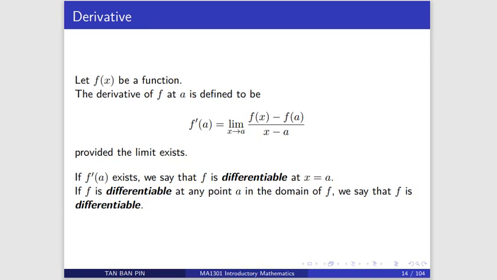Let f(x) be a function. I have mentioned in the previous video why we define f prime a to be the limit as x tends to a of (f(x) minus f(a)) over (x minus a), provided the limit exists. If f prime a exists, we say the function f is differentiable at x equal to a. If f is differentiable at any point a in the domain of f, we say that f is differentiable.